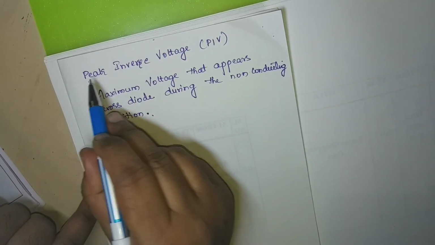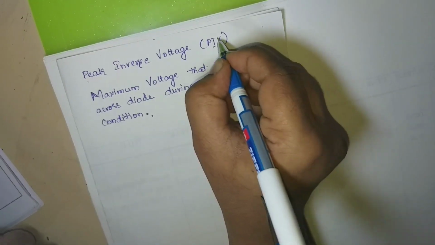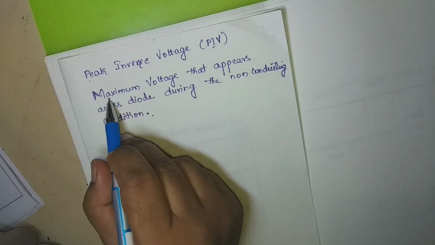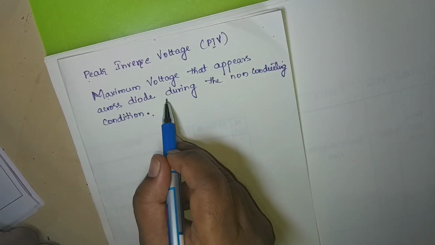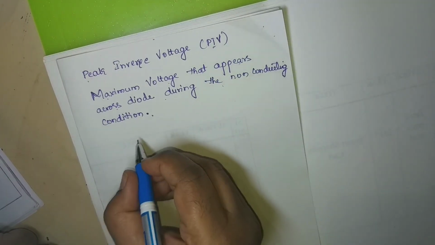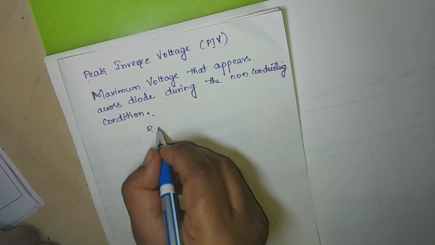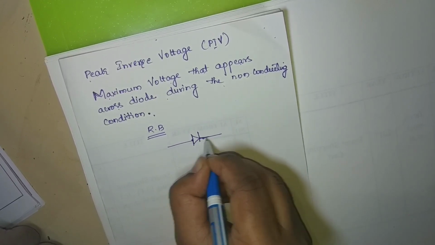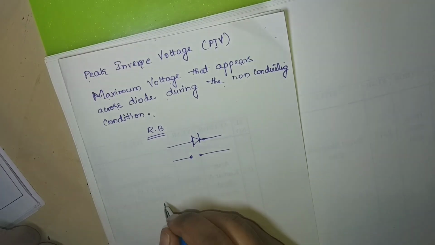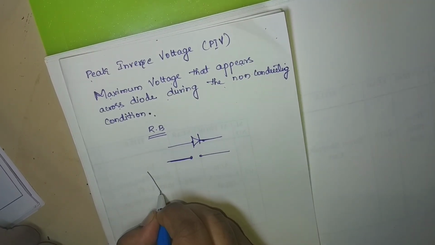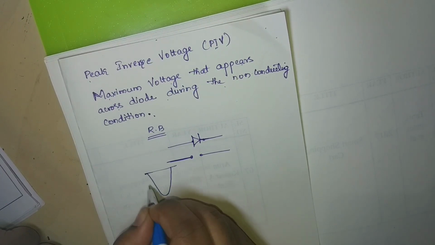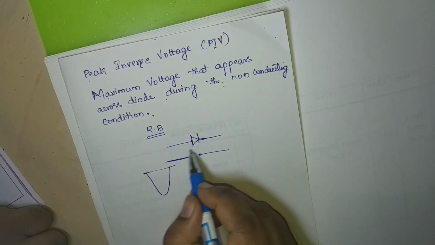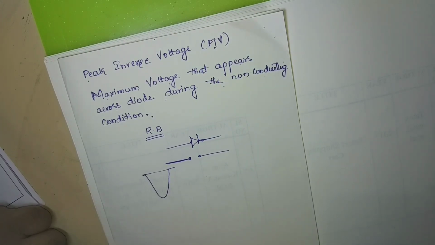The next heading is peak inverse voltage. What is peak inverse voltage and what is its importance? First is the definition. It is the maximum voltage that appears across the diode during the non-conducting condition. Non-conducting condition is the reverse bias. When the diode is not conducting, it behaves as an open circuit. The maximum voltage we can apply across the diode is called peak inverse voltage.